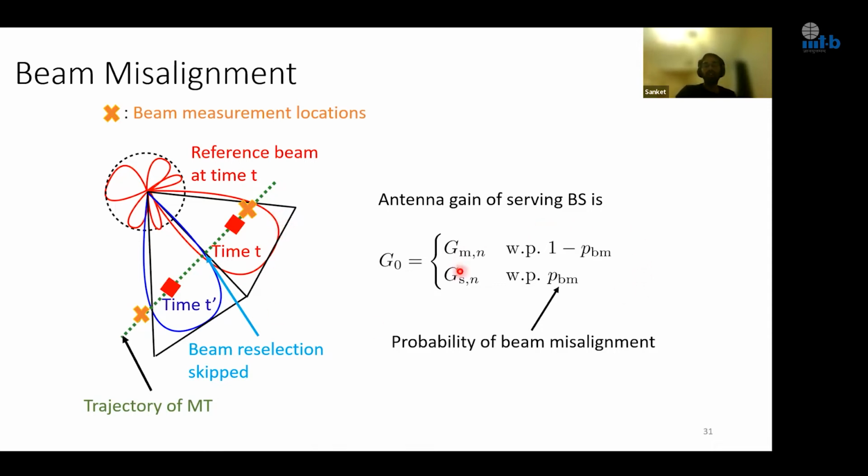Then we can have a probabilistic model to characterize the beam misalignment, meaning that with probability 1 minus PBM, the user is served by the best beam at a given time, and with probability PBM, which is the probability of beam misalignment, the user is served by the side lobe. So I will not talk about it. There are different models to compute this probability of beam misalignment, but if you want, you can refer to the paper on how to calculate it. This PBM can be computed in different ways depending on the system assumptions, the network structure or the topology.